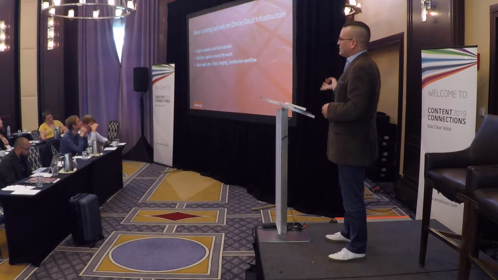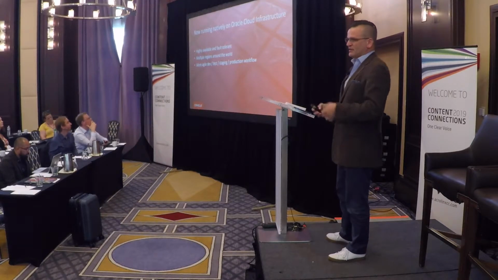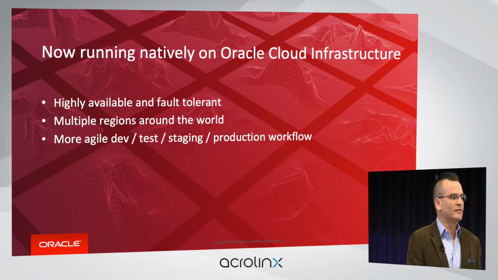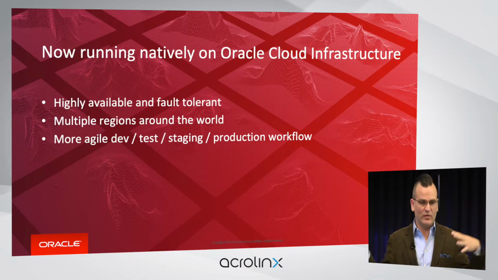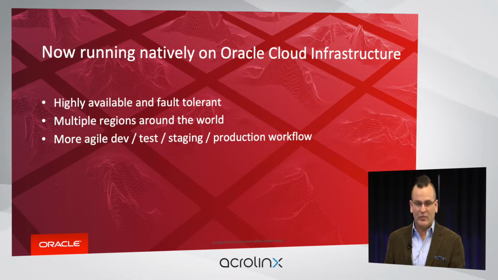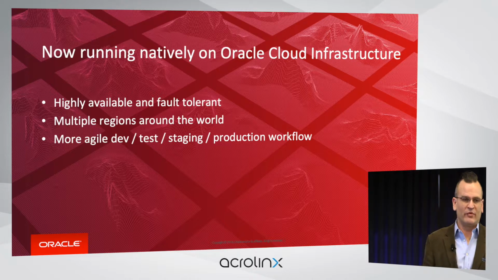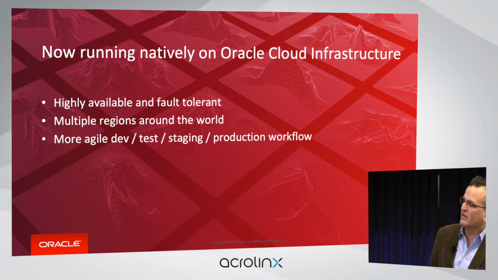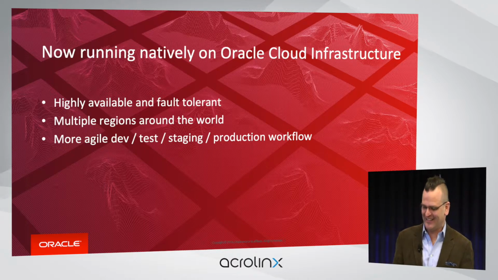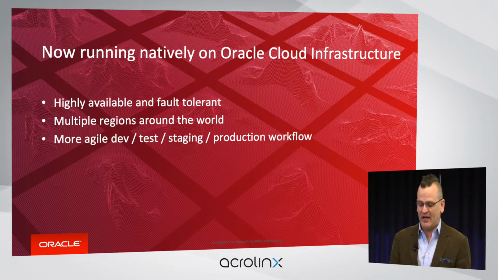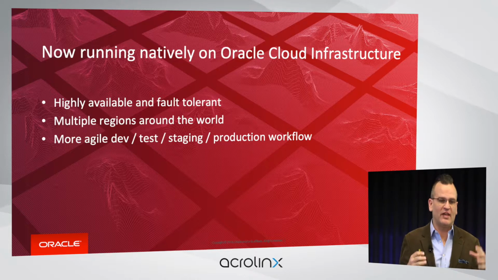Okay, so now our entire infrastructure for technical content is running on our own product. We are running within the OCI tenancy, so we are running on our own cloud. You can pick your metaphor however you like. We prefer drinking your own champagne to some of the other ones. Exactly. This allows us to be highly available and fault tolerant. This allows us to have instances in several data centers around the world, primarily in the US and EMEA.